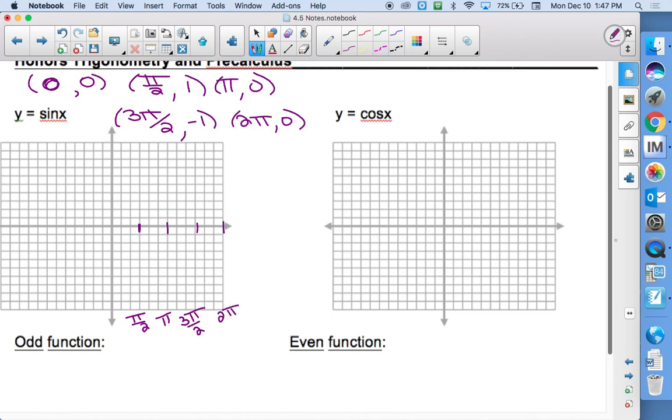So those 4 angles, I really don't need to list 0. So we're going to go over 3 spaces, pi over 2, 3 more, pi, 3 more, 3 pi over 2, and so on. You can put tick marks on the left side. You don't have to label the left.